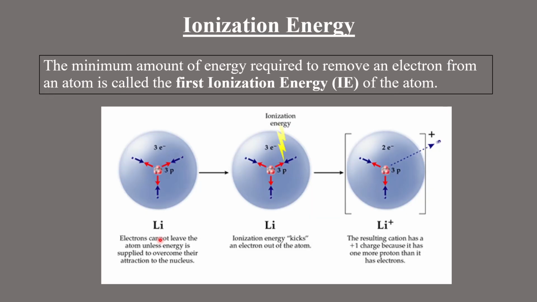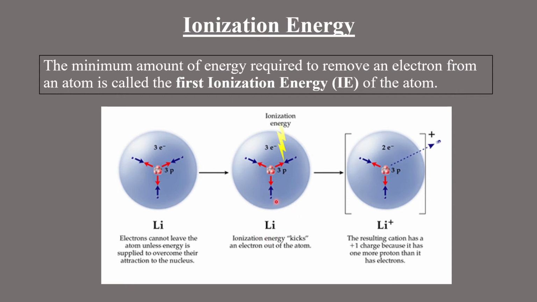Let's look at the next topic, which is ionization energy. The minimum amount of energy required to remove an electron from an atom is called the first ionization energy. And the energy that is required to remove the second electron is called second ionization energy, and so on for the third and fourth electron.